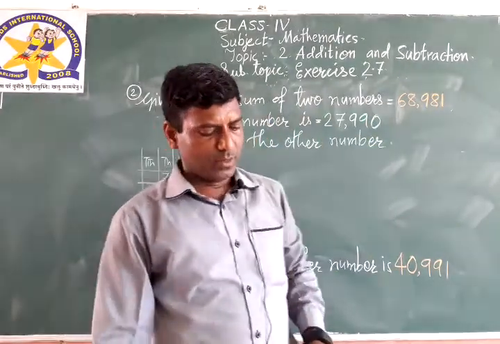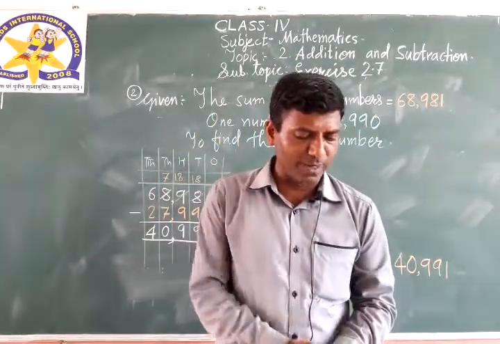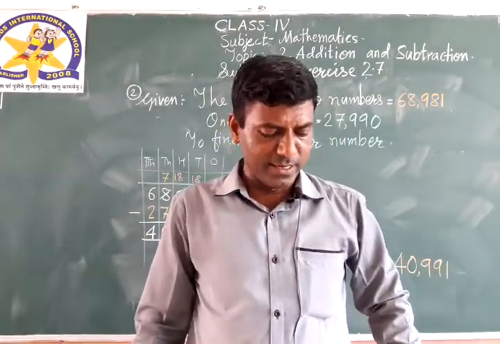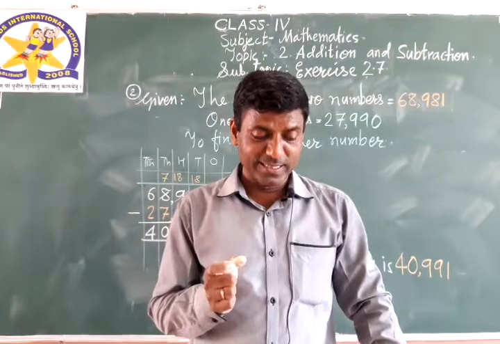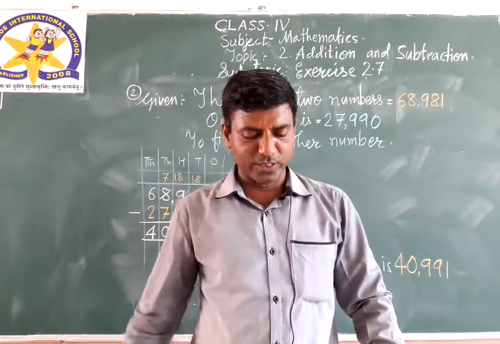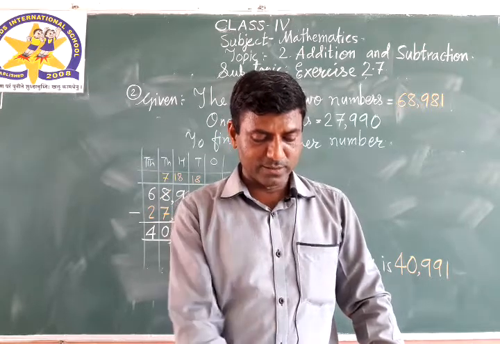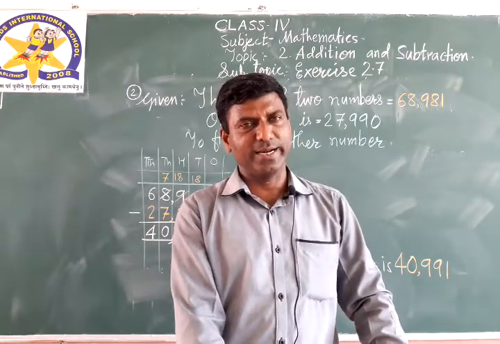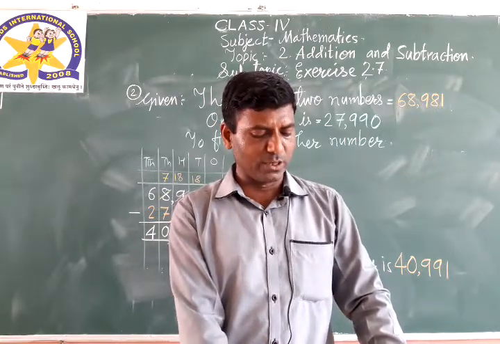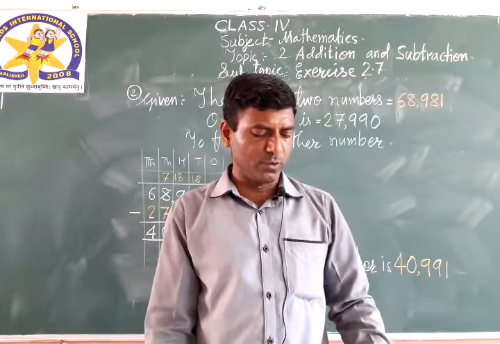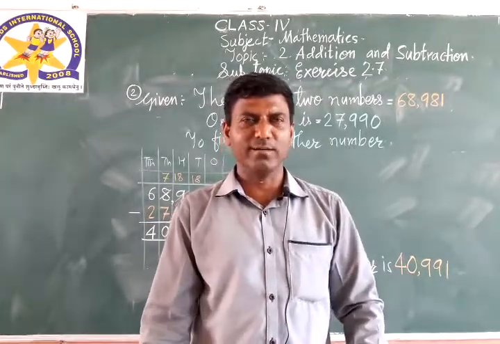Understand? Now the third one: what must be added to 6,789 to get 78,100? Hint is given: subtraction. Subtract this one from this one, you will get the answer. Understand? I hope you will solve this one. In the next video we will discuss the 4th, 5th and 6th. Okay, till then, thank you.